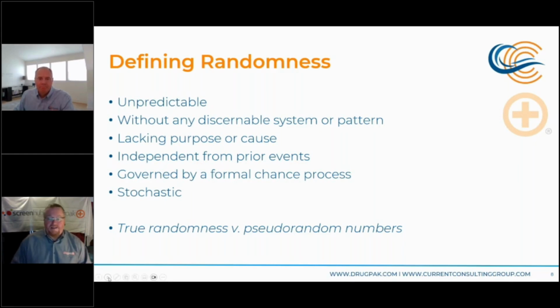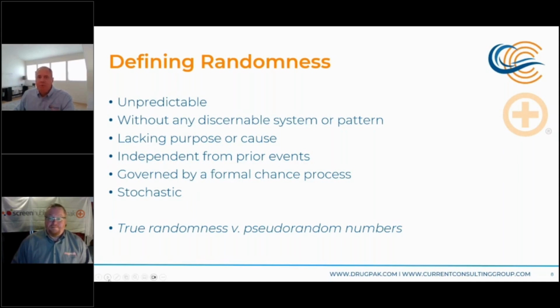Lacking purpose or cause is a crucial quality of random selection systems. Even if they were unpredictable and free from any discernible pattern, if someone has control over the system, then even if it appears to be evenly distributed and each selection is a surprise, we can no longer call it random.